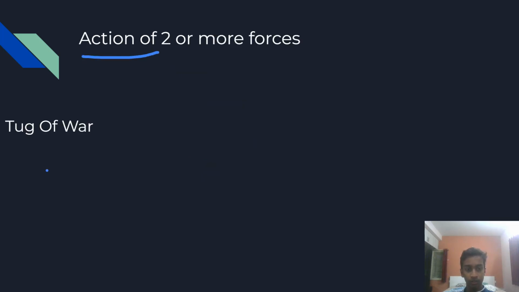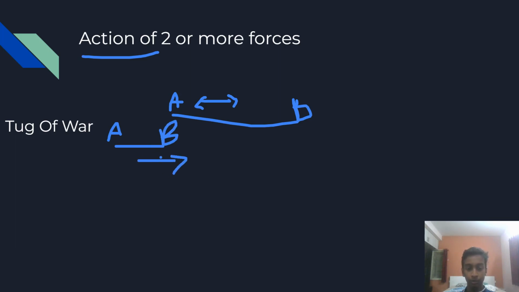Action of two or more forces. For example, you're in a game of tug of war. So this is team A and this is team B. If both the forces of team A and team B are equal, so this is equal force, nothing special is going to happen here. But if team A pulls harder, the more force is being applied by team A, and as there's more force, the rope is going to go towards team A. If team B applies more force, the rope will go towards team B because there's more force being applied from the side of team B. So this is known as action of two or more forces.